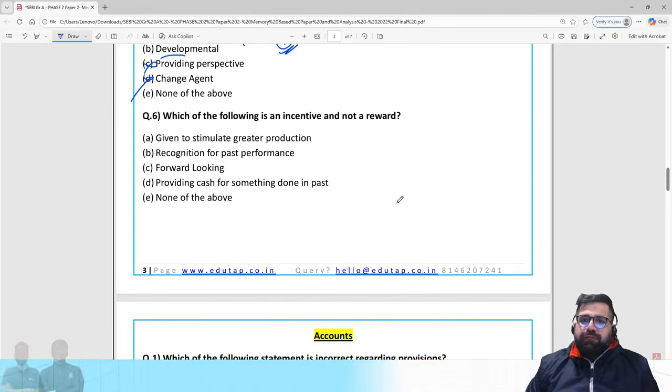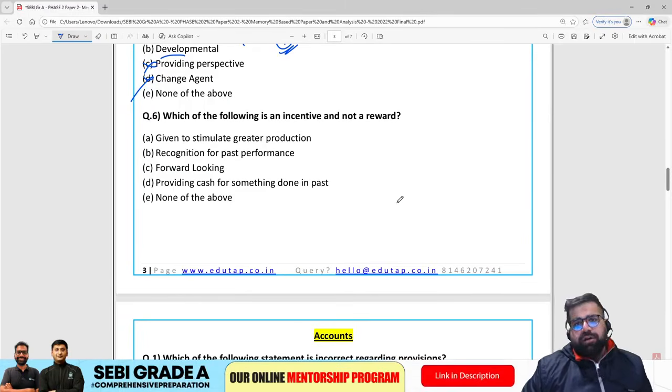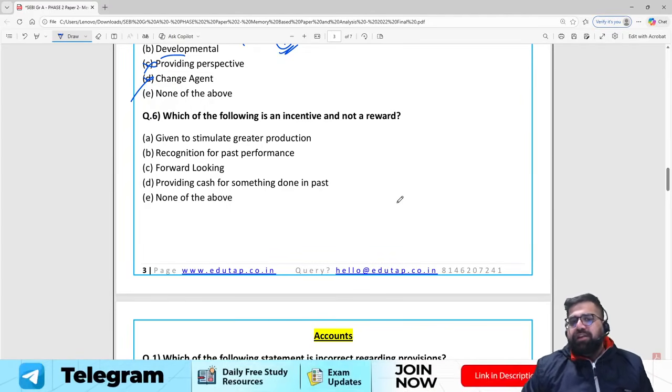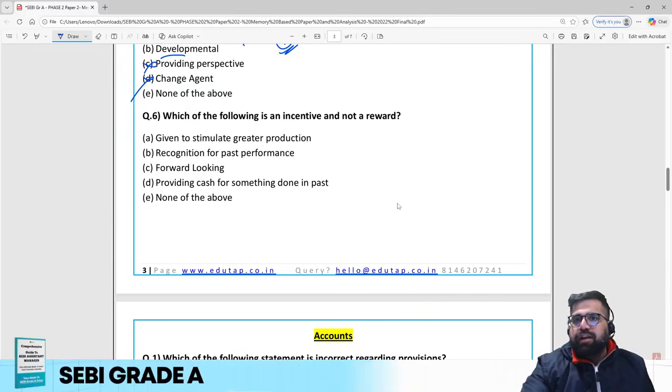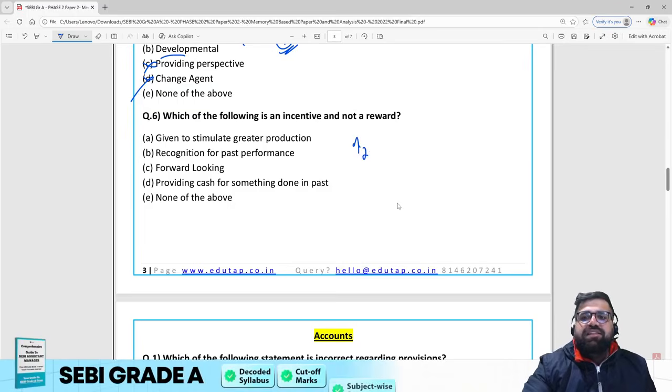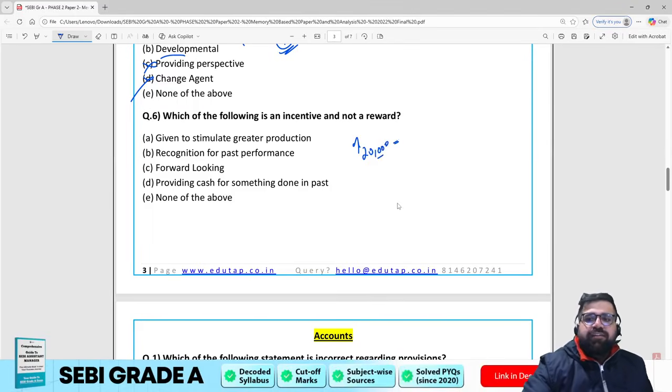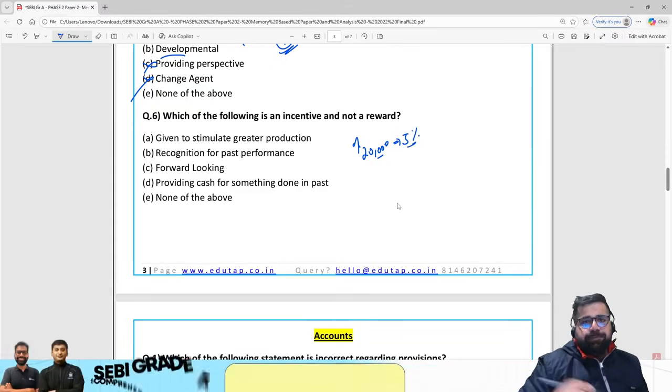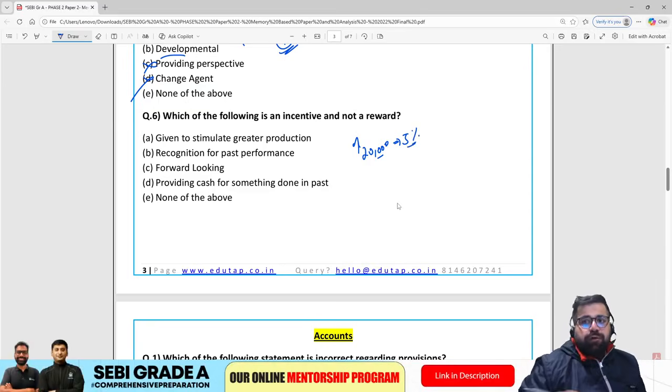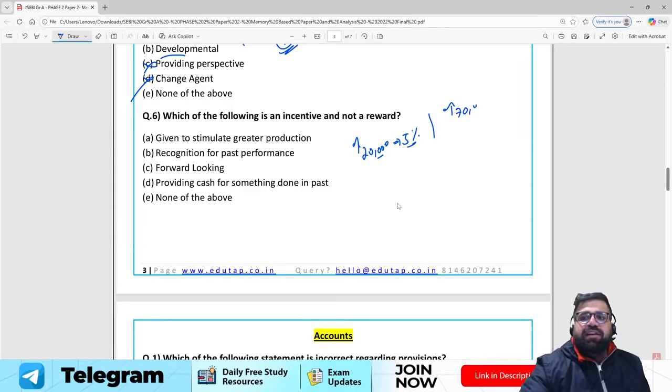Question number 6. Which of the following is an incentive and not a reward? So you have to read the statements and identify which of the following is an incentive and not a reward. Incentive basically means a perk or a benefit which you have already announced. For example, those who will increase the sale by 20,000 units, they will definitely get a 5% increment in salary. This is an incentive.